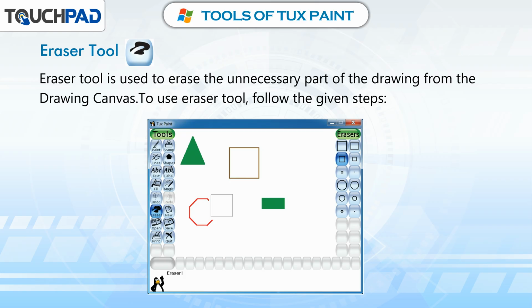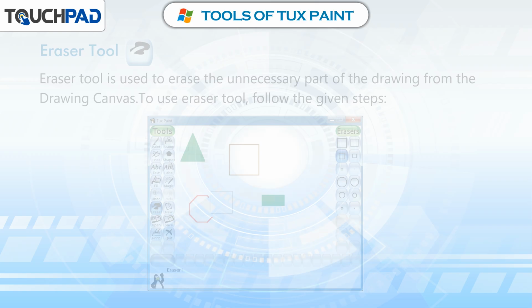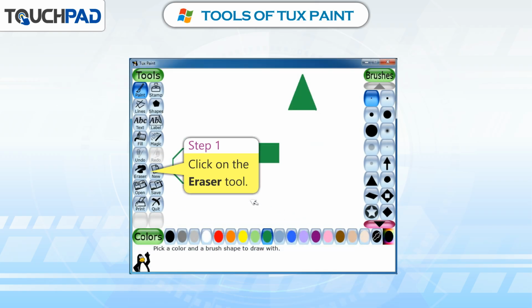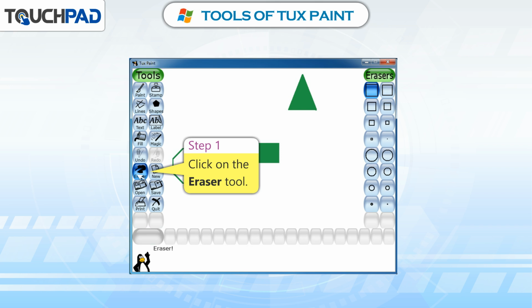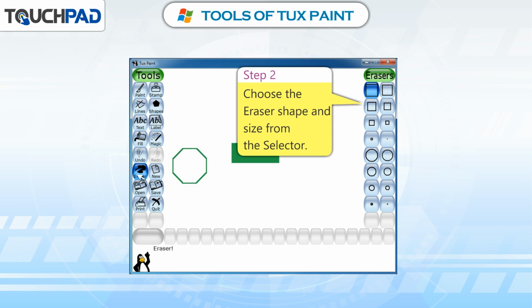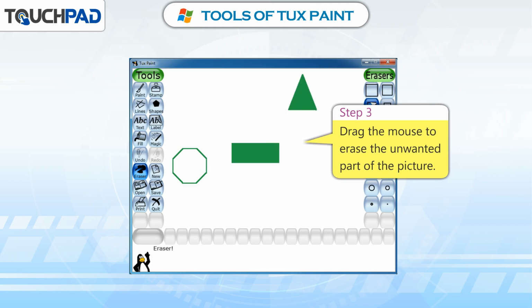To use eraser tool, follow the given steps. Step 1. Click on the eraser tool. Step 2. Choose the eraser shape and size from the selector. Step 3. Drag the mouse to erase the unwanted part of the picture.